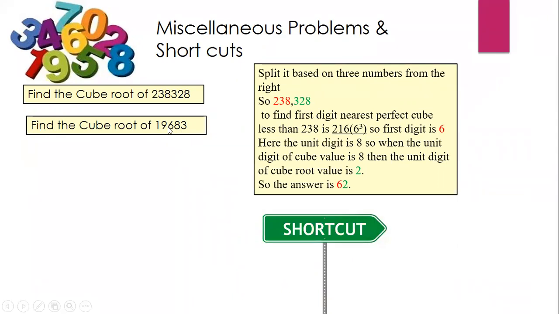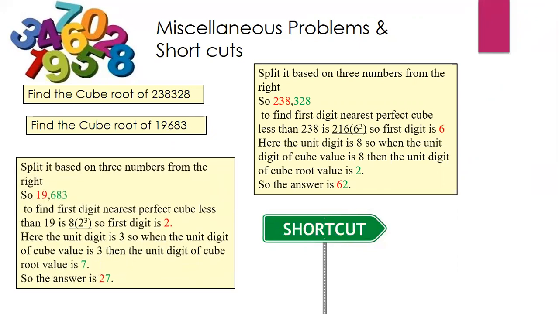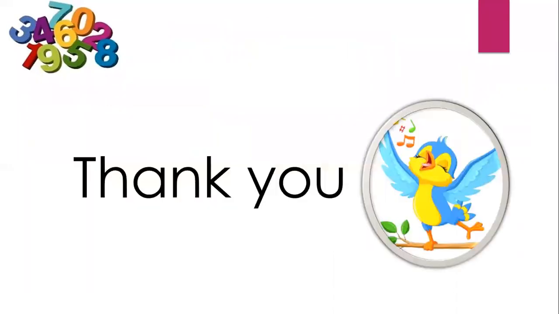Similarly here, when we take 3 digits, 19,683. Nearest perfect cube of 19 is 8, which is nothing but first digit will be 2. And when it is ending with 3, then the unit digit of the root value will be 7. So our answer is 27. Okay. So compared with taking square root, cube root is very simple and it will be easy. Thank you.